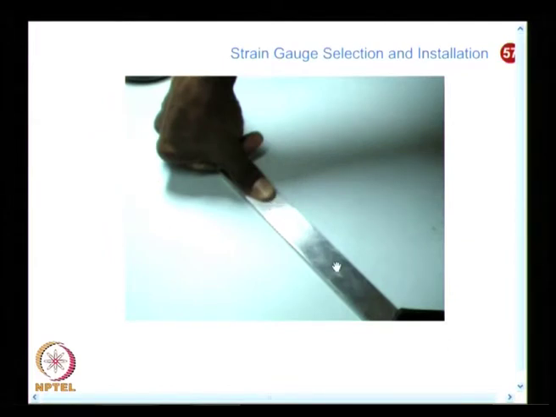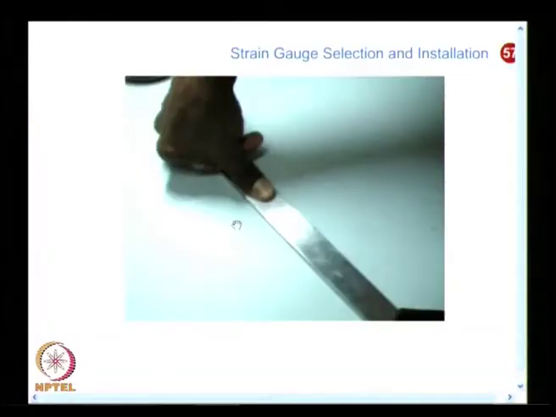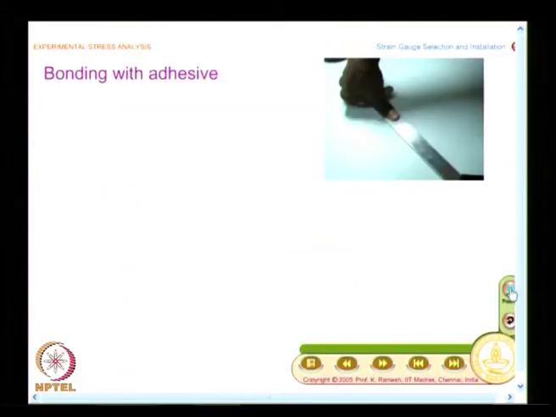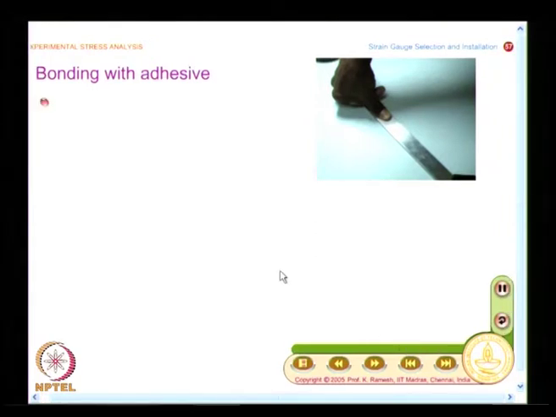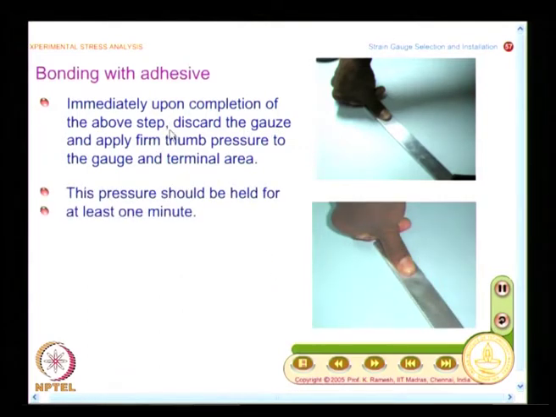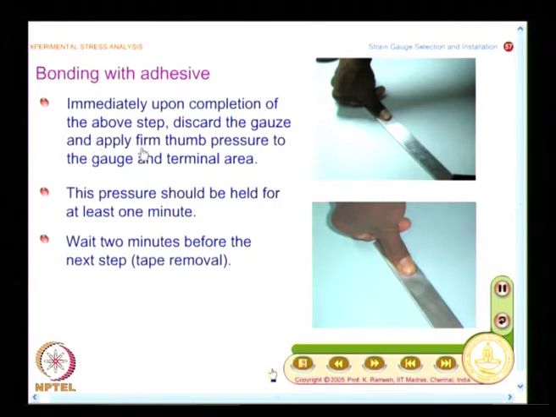So, you had the cotton gauze sponge which is used to wipe. Why do you use the cotton gauze sponge? So that you are able to apply a uniform pressure. The pressure will be uniform when you do it with a cotton gauze sponge, and finally press it with your thumb pressure, and you need to hold it for about a minute, and the bonding is complete. So, immediately upon completion of the above step, discard the gauze and apply firm thumb pressure to the gauge and terminal area.